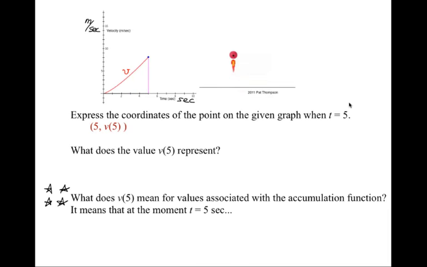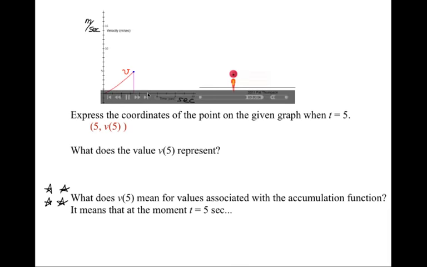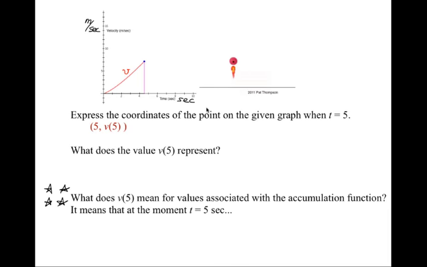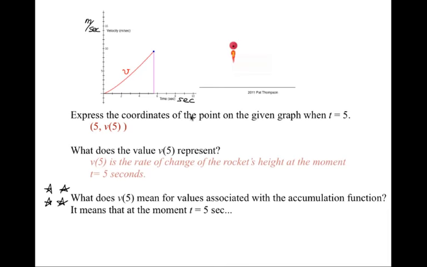5 seconds, the velocity. Okay, so in what part of all that you said there was just v of 5? So that was the whole ordered pair. So v of 5 represents, right, so it represents what? The rate of change or the speed at 5, and you tried to estimate it, which is fine. Something like 7 or something like that. Yeah, it's the rate of change of the rocket's height at the moment t equals 5 seconds, okay?